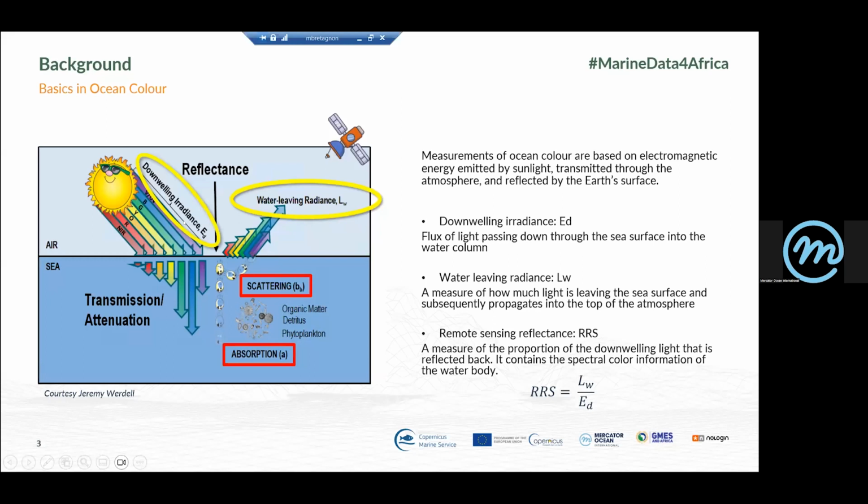The sunlight reaches the sea surface, and then a part of the light is absorbed depending on the particles, and a part of the light is scattered in all directions, and among other directions goes up to the atmosphere and gets back to the satellite, which is named the water-leaving irradiance. We usually work with the reflectance, which is the ratio between the water-leaving irradiance and the downwelling irradiance.